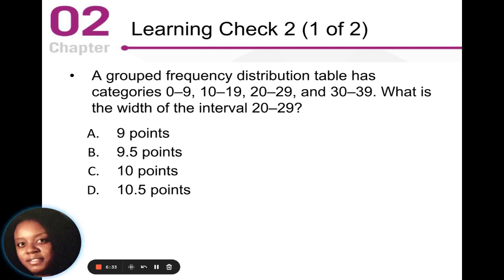Here is our second learning check. A grouped frequency distribution table has category intervals 0 through 9, 10 through 19, 20 through 29, 30 through 39. What is the width of the interval from 20 to 29? Is it going to be A, 9 points, B, 9.5 points, C, 10 points, or D, 10.5 points? Take a few moments and think about the correct answer.